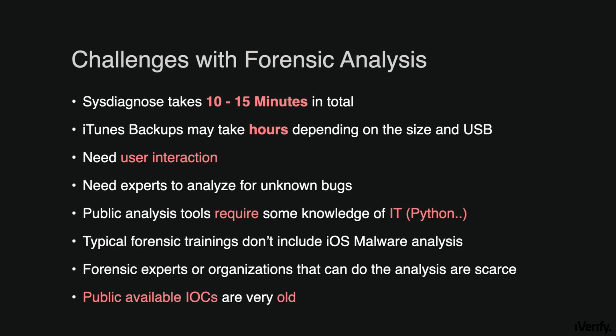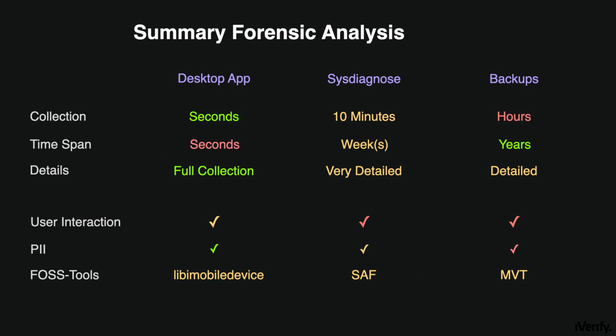And also something that I have to mention here: a lot of the publicly available IOCs are very, very old. This is great for checking for malware from 2021, 2022, but if you want to find some of the newer samples, a lot of organizations are now keeping their IOCs and detections hidden in order to not expose them to any spyware vendor who could use them. So if we're summarizing forensic analysis, there are different pros and cons, but all of them require user interaction, so it is not something we can do without the user or automatically check in the background.